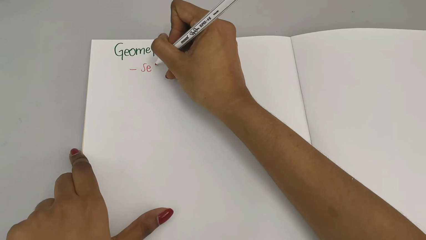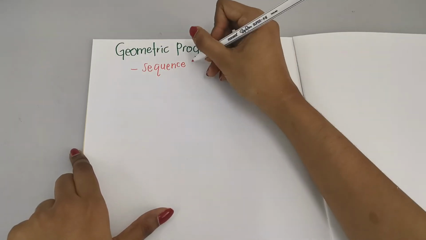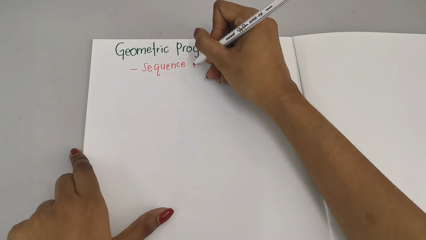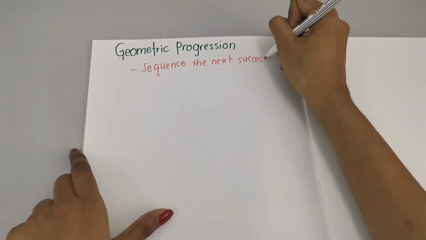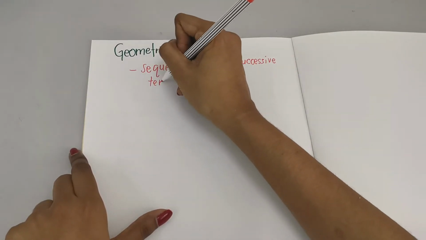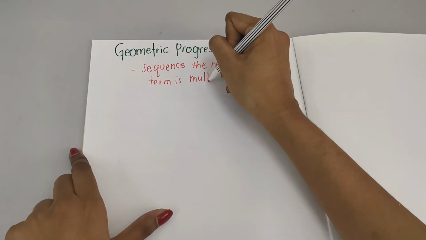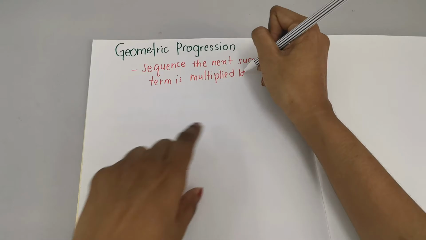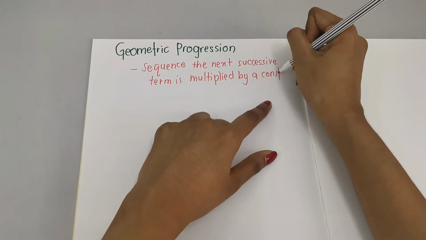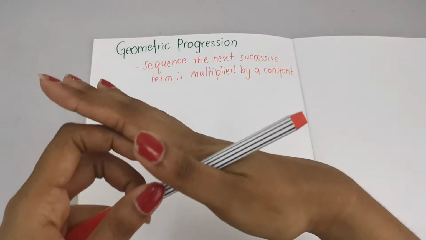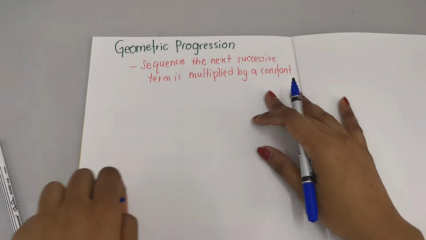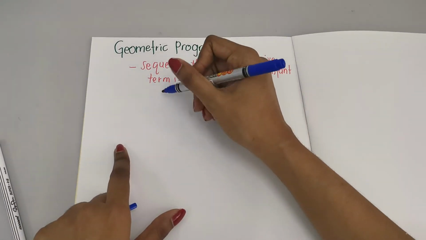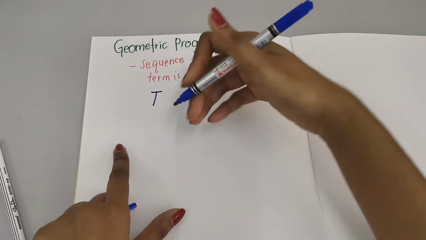So geometric progression is actually a sequence in which the next successive term is multiplied by a constant. Now for arithmetic, we know that we need to either plus or minus. So for this we need to times. Now here what happens is, let me show you. For example, you are given a term, and you need to find the next term.